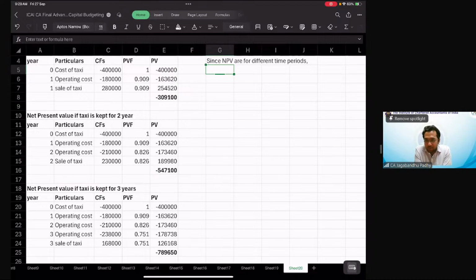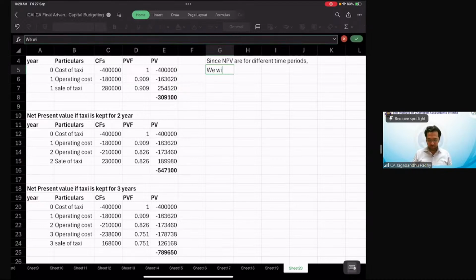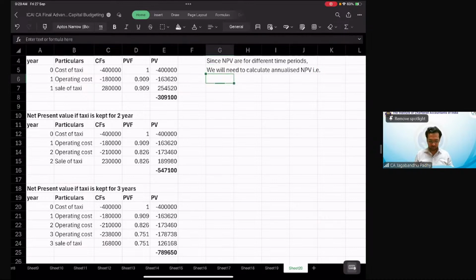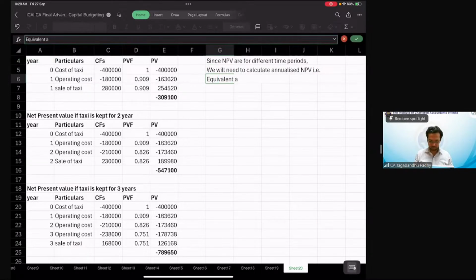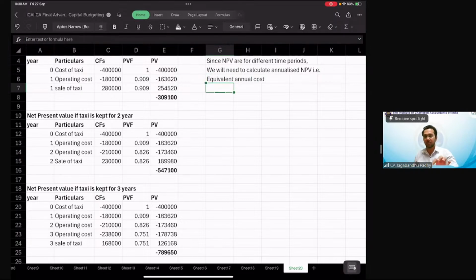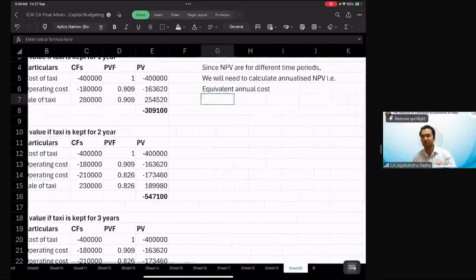Divide by discounting factor. Since NPVs are for different time periods, we will need to calculate the annualized NPV, that is, the equivalent annual cost, right? So we need to calculate the annualized NPV or equivalent annual cost.